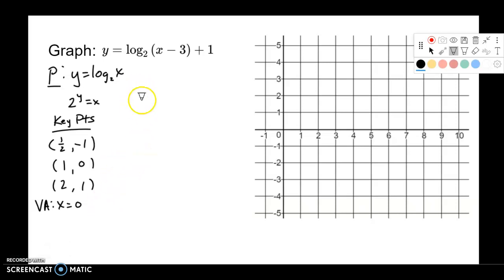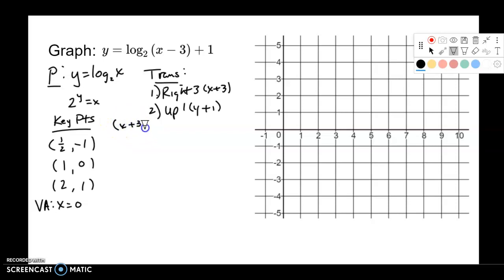All right, so let's talk about the transformations. Those are the key points on our parent, but let's see what happens to this graph. We have this -3 in parentheses with the x, so that means we're going to move the graph right 3. So we're going to take the x's and add 3. And then the +1 out here is going to move our graph up 1, so we take the y's and add 1. To move these points, we take the x's and add 3, and the y's and add 1.